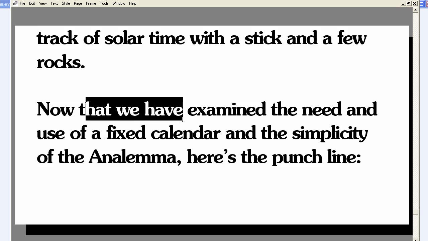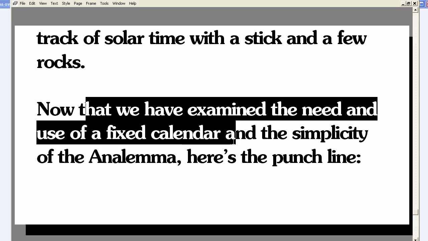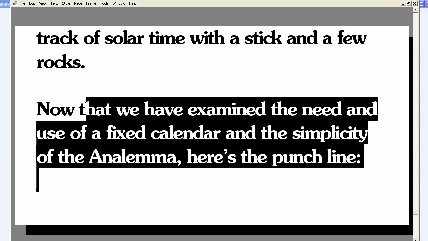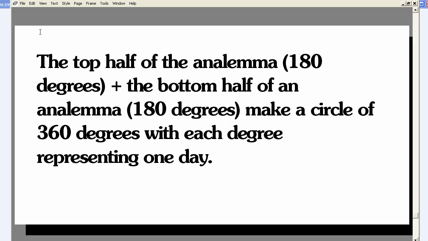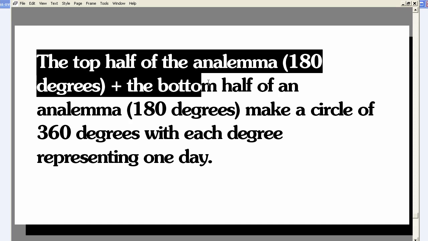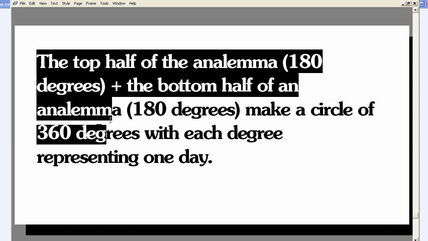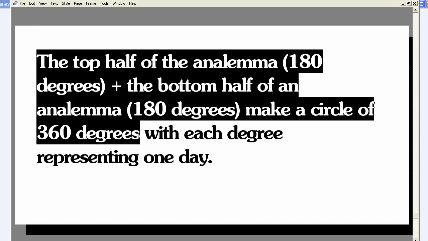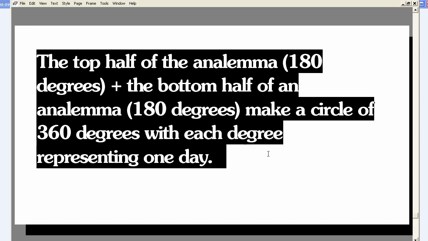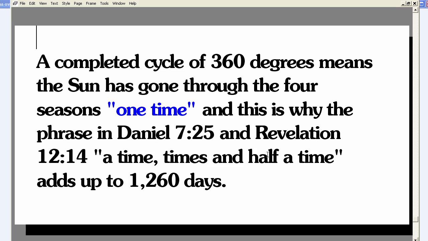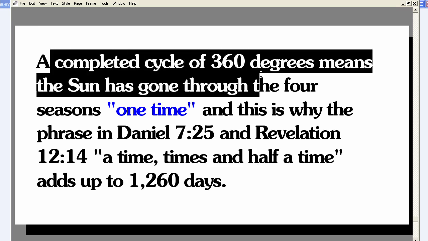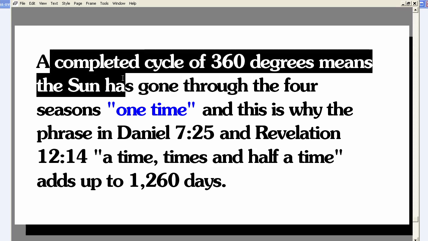Now that we've examined the need and use of a fixed calendar and the simplicity of the analemma, here's the punchline. The top half of the analemma plus the bottom half of the analemma make up a circle of 360 degrees, with each degree representing one day. A completed cycle of 360 degrees means the sun has gone through the 4 seasons one time.